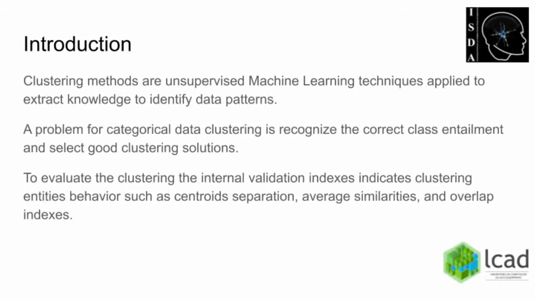The measures observe the cluster's entities' behavior, such as centroid separation, average similarity, and the cluster's overlap indexes to select the best results. Thus, the objective is to evaluate these entities to optimize the clustering hyperparameters, striving for the best solutions to adequately separate the data.